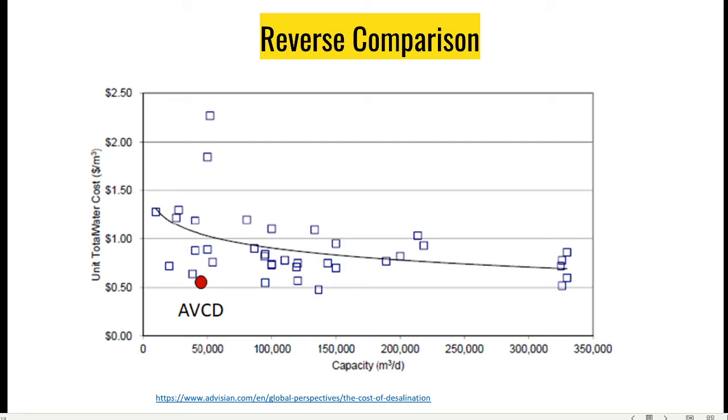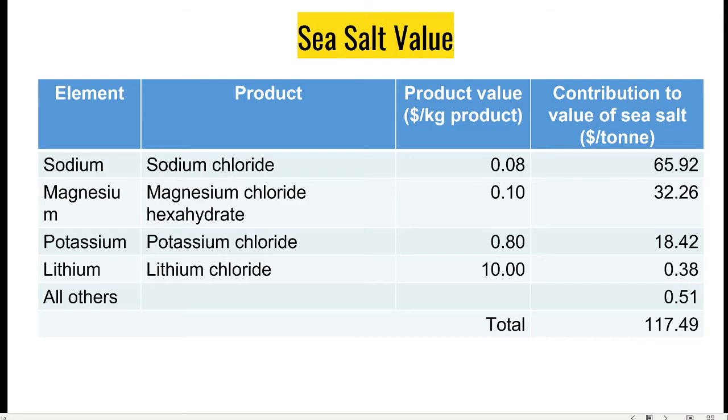And comparing this to other reverse osmosis facilities, we do fall within one of the cheapest alternatives of these desalination processes. And to continue, as I mentioned earlier, we are looking into harvesting the sea salt value and making a product out of this. Some of the main components of the sea salt mixture would be sodium chloride, magnesium chloride, hexahydrite, potassium chloride, and lithium chloride, which the product values are giving here. And from these, we can measure the contribution to value of sea salt per ton. And we're estimating that contribution to be around $117.